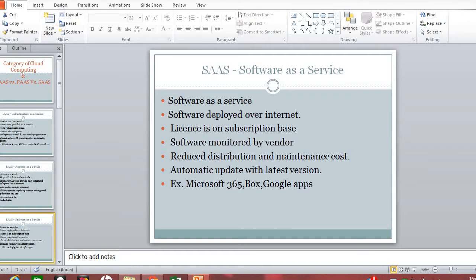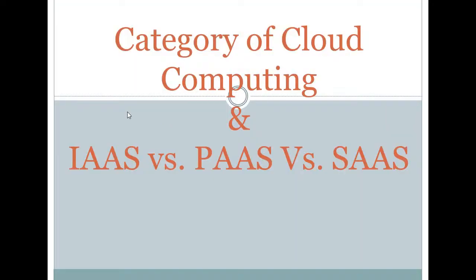We will see the category of cloud computing, and the difference between IaaS, PaaS and SaaS. Cloud computing is divided into three categories.